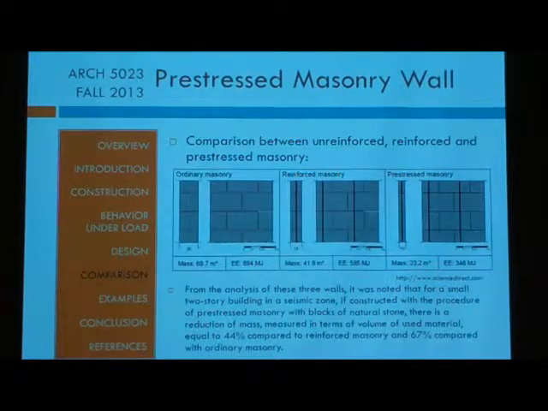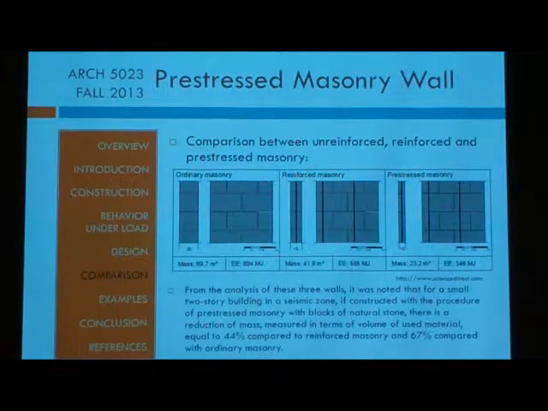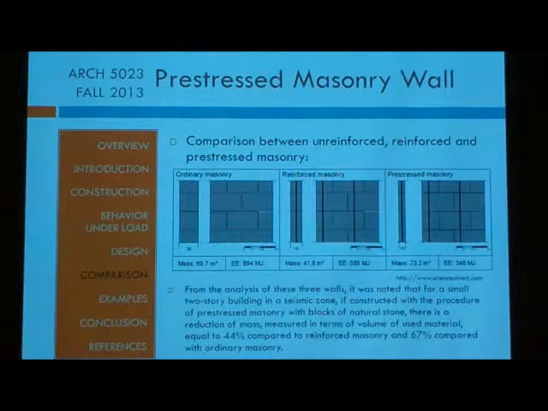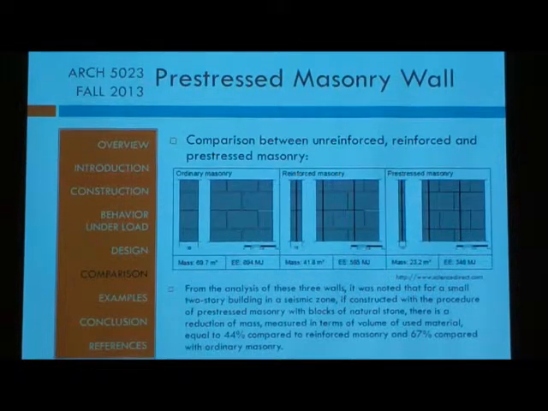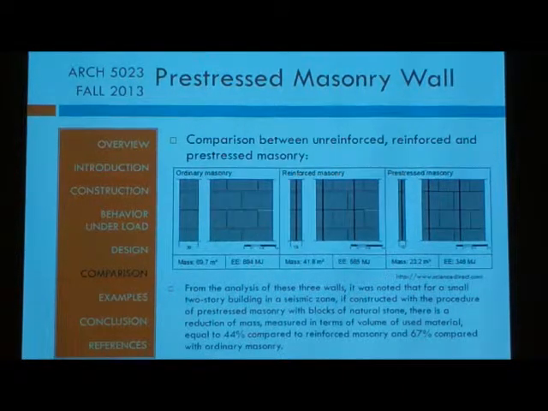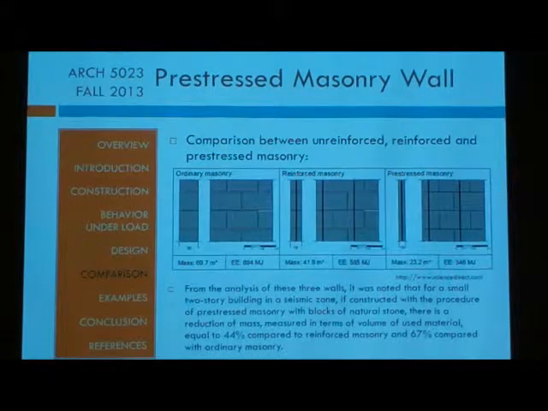and 67% compared to ordinary masonry wall. So take that into consideration. If you want to save some money and you want to make your structure lighter, which is really good for high seismic zones, you probably would like to go for a pre-stressed masonry wall rather than an ordinary reinforced masonry wall.